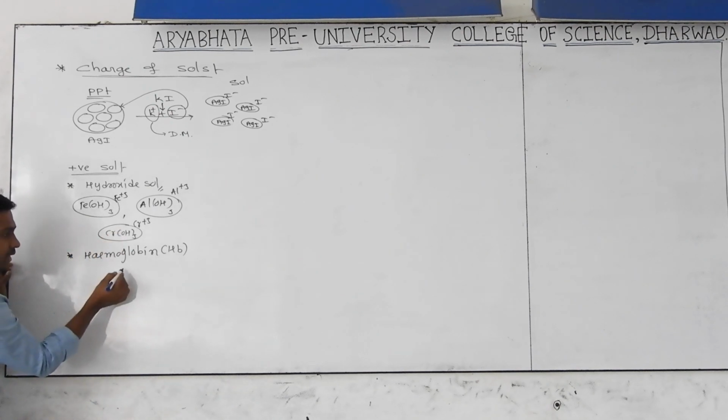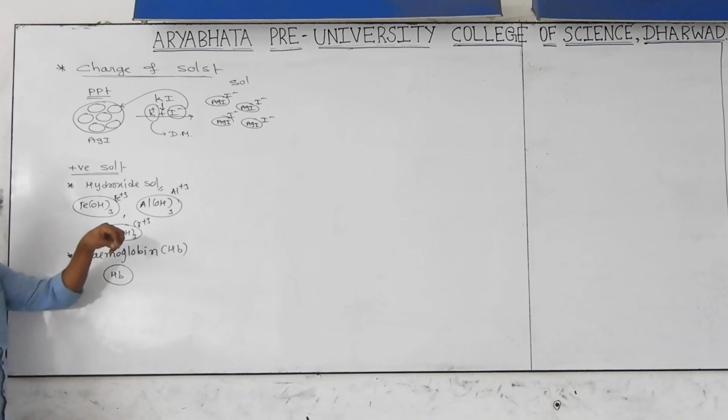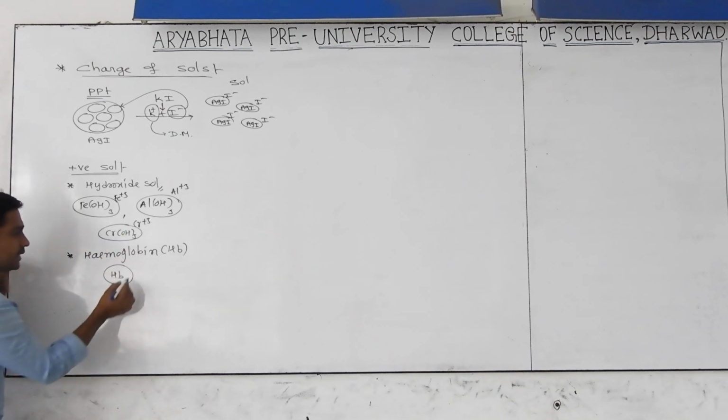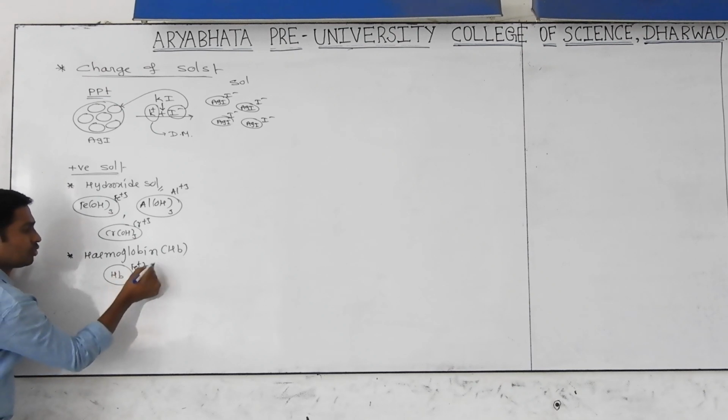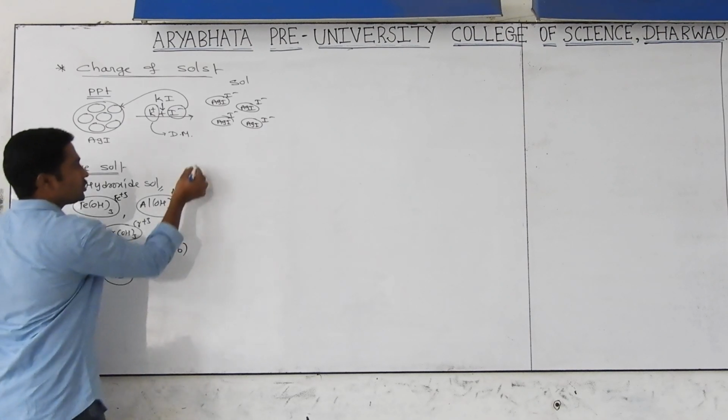Okay, now if you take it like this, we are taking hemoglobin. You know hemoglobin, what is the central metal atom? Iron. That will tend to stay, okay, that will not be present inside the complex, right? It is staying on the surface of the complex. That's why hemoglobin carries a positive charge. This also undergoes positive charging.